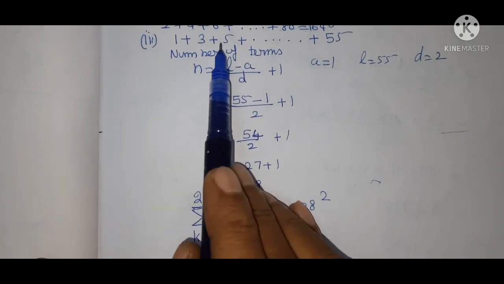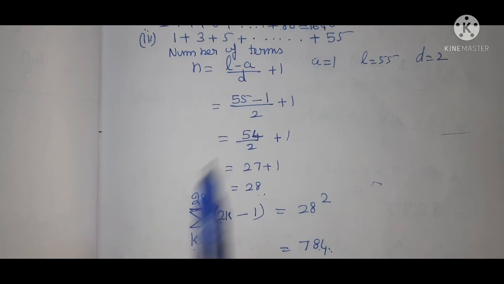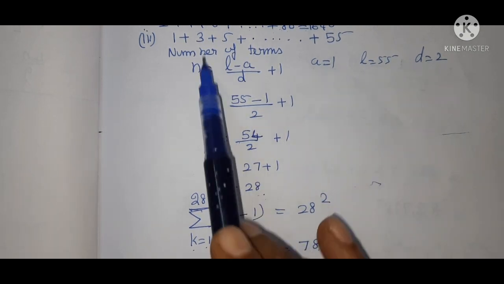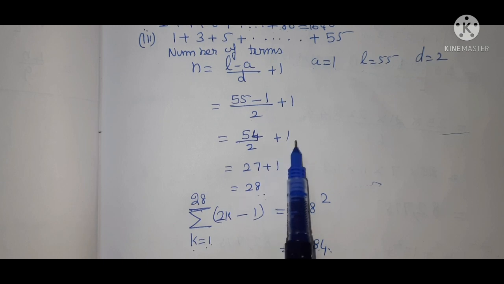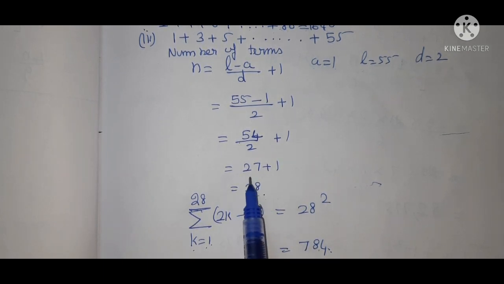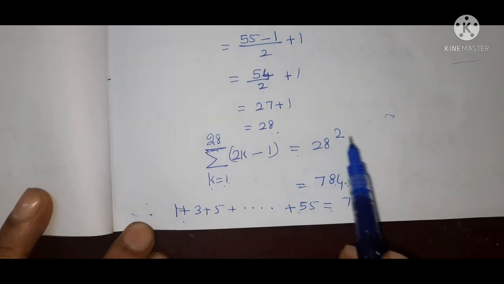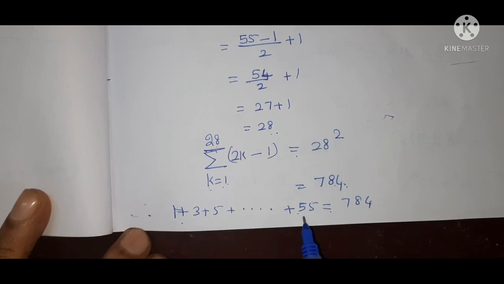Third sum, 1 plus 3 plus 5 plus and so on plus 55. Here, odd numbers are given but the number of terms is not given. It gives the last term. So you are going to find the number of terms. Formula is, n is equal to l minus a by d plus 1. Here a is 1, l is 55, d, second term minus first term, is 2. 55 minus 1 by 2 plus 1, 54 by 2 plus 1. 54 is divided by 2, we get 27 plus 1, 28. Sum of 2k minus 1, k is equal to 1 to 28, is equal to 28 square. Formula is n square. 28 square is 784. Therefore, 1 plus 3 plus 5 plus and so on plus 55 is equal to 784.